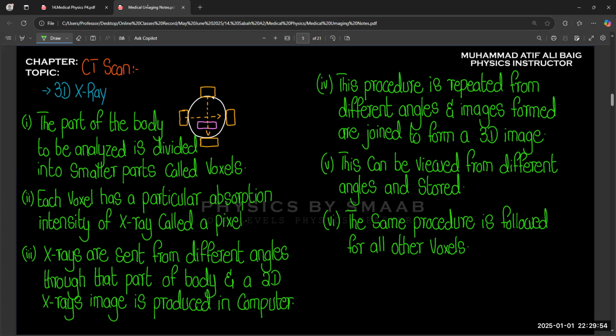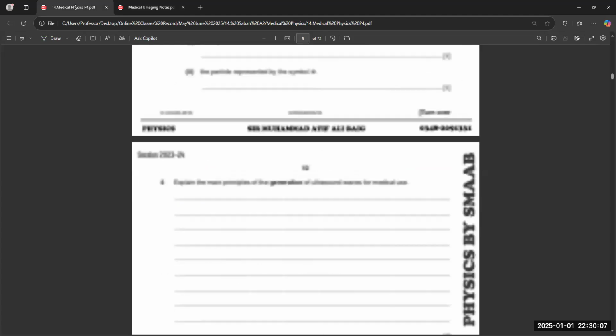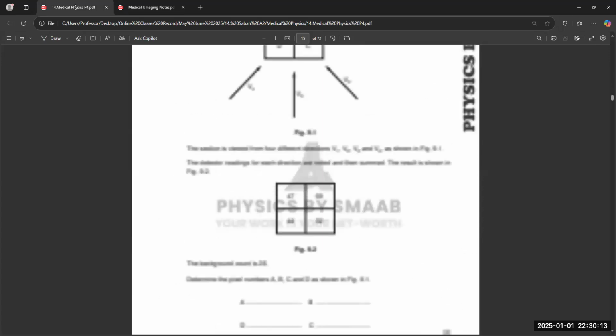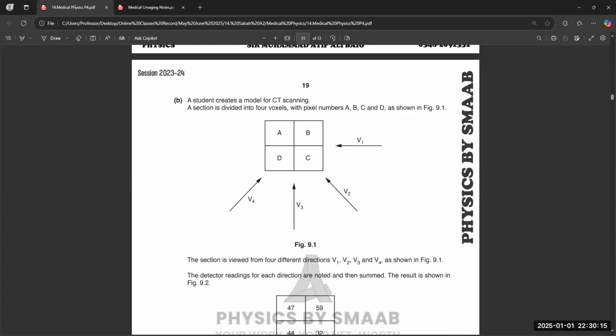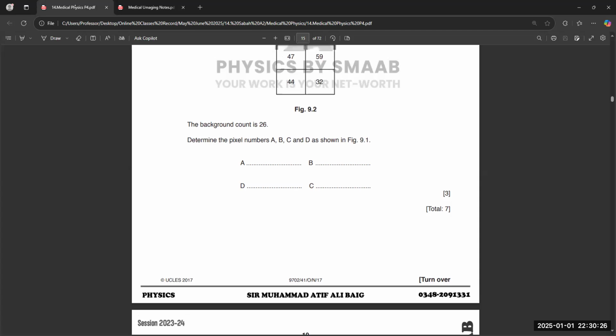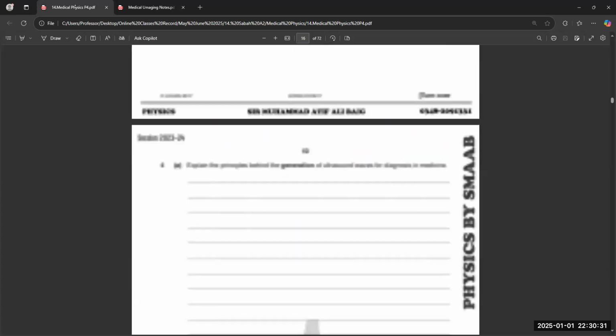And secondly, right now we are not talking about the values and the calculation. In your past papers, like in old papers, you can see this is related to creating a model of a CT scan, and the section is divided into four voxels, right? You can see this is from 2017. This type of question is not included now in the new syllabus.